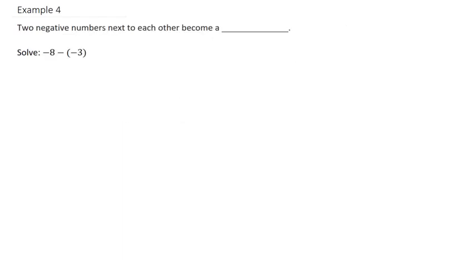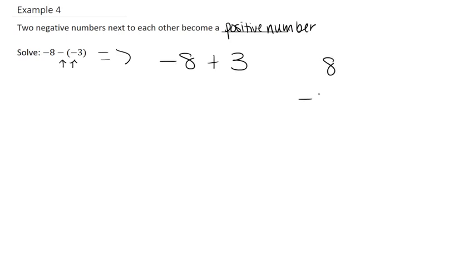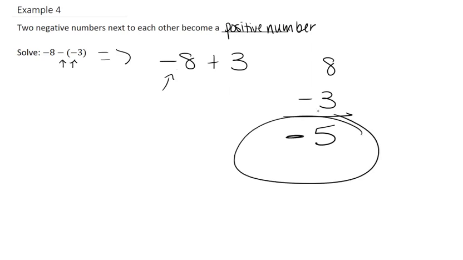Example 4. Two negative numbers next to each other become a positive number. So for this, we have a negative here and a negative here. So this actually becomes -8 plus 3. So this is our new problem. So we have one negative and one positive number. So what we do is we go 8 minus 3, which is equal to 5. But we keep the sign of the larger number, which is 8. So this is our final answer.